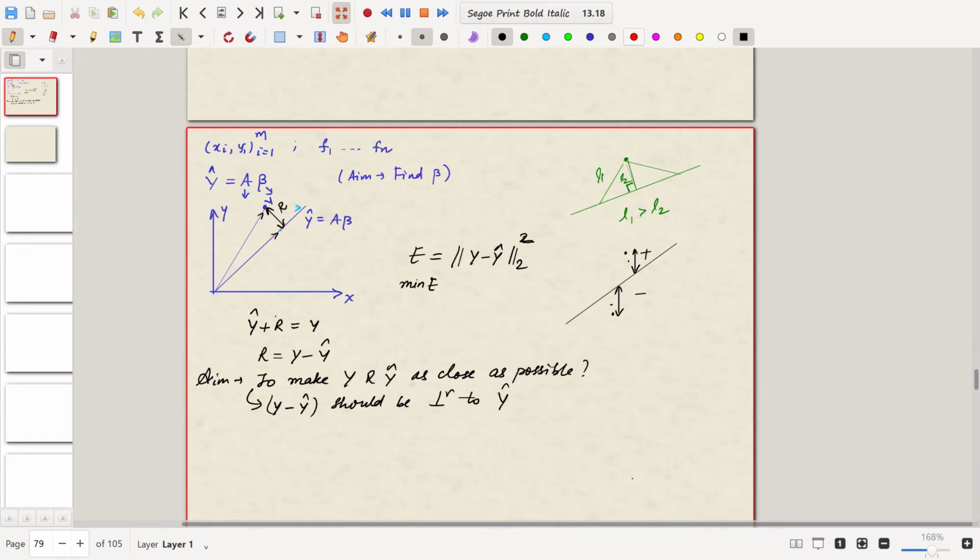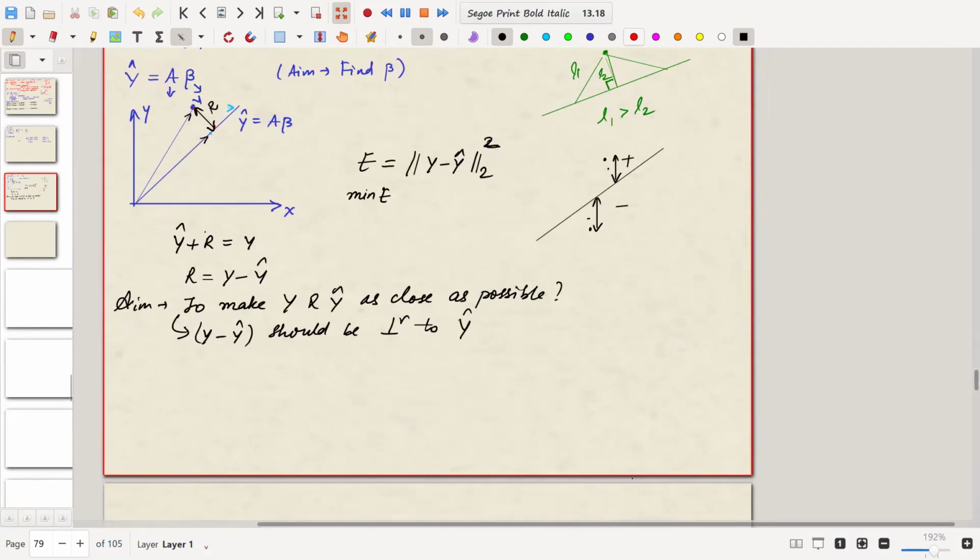X, y, dot product is mod x mod y cos theta, right? If it is perpendicular, cos 90 is 0. These things you should exercise your mind regularly. Fine. So I will show you one trick about the dot product.